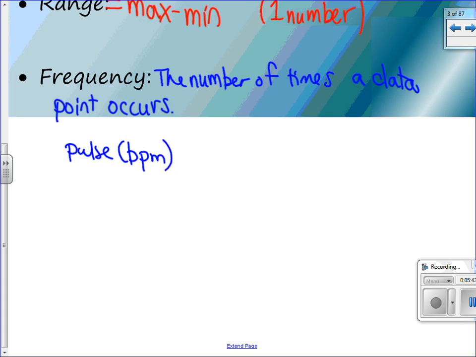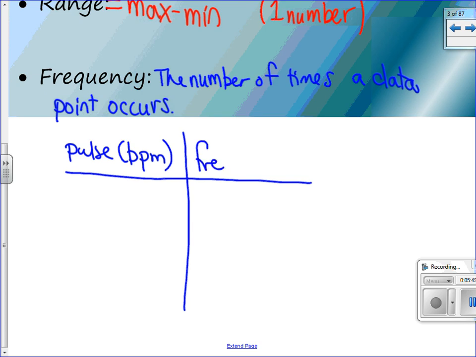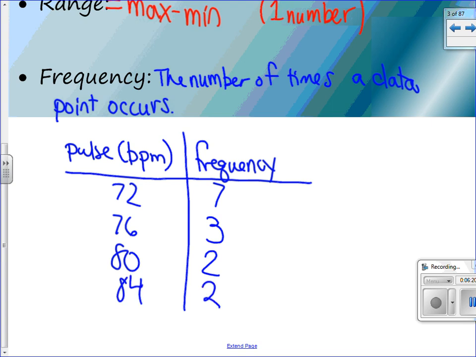What do you think BPM stands for? Beats per minute, good. And then over here we'll have the frequency. This is called a frequency table. And 72 was our minimum value, and 72 occurred 7 times. So the frequency of that, or the number of times it came up, was 7 times. 76 came up 3 times. 80 came up twice. And then 84 came up twice. So that had a frequency of 2. And then 88 came up once.